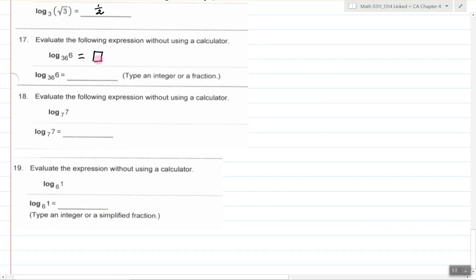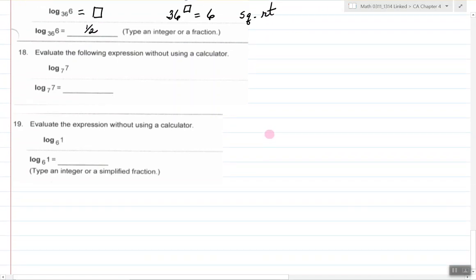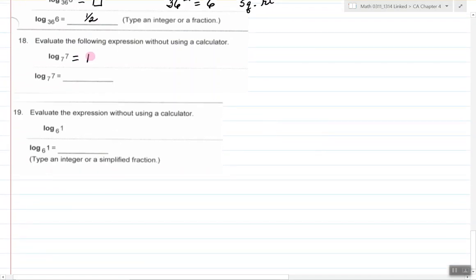This is equal to some unknown exponent. The base is 36. Raised to some unknown power is equal to 6. Well, what do you have to do to 36 to turn it into 6? Hopefully, you will say you need to take the square root. But in exponent form, square root is the 1/2 power. All right, just 2 more. This is a log is equal to the exponent. The base is 7. 7 to some power is 7. What power do you raise 7 to get 7? The answer is 1.